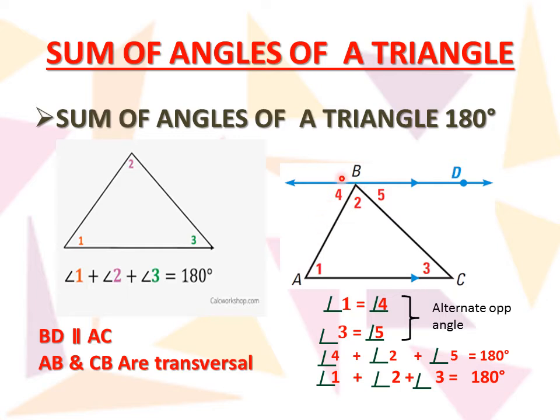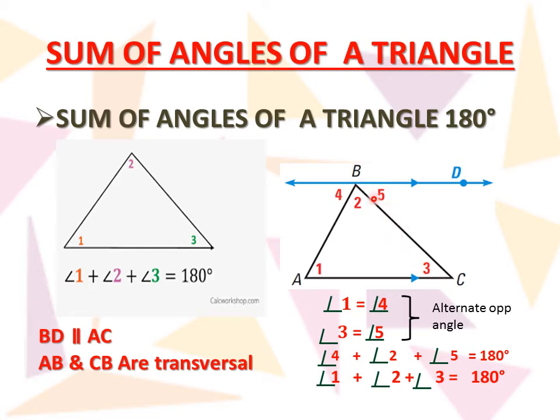So these are alternate opposite angles, and when BD and AC are parallel lines, then these two angles are congruent. That means they are equal. And similarly, angle 5 and angle 3 are equal.